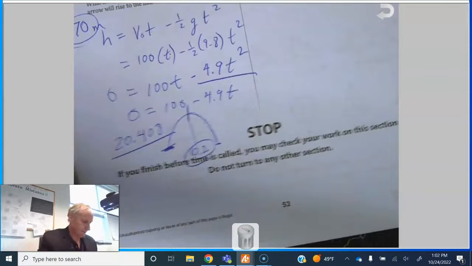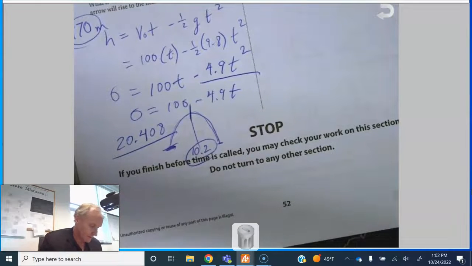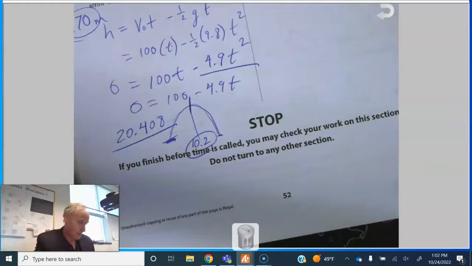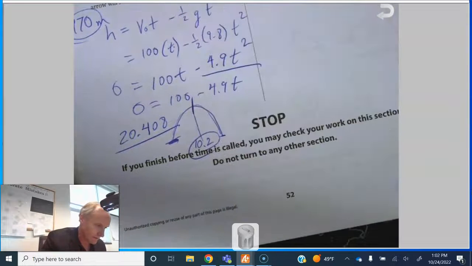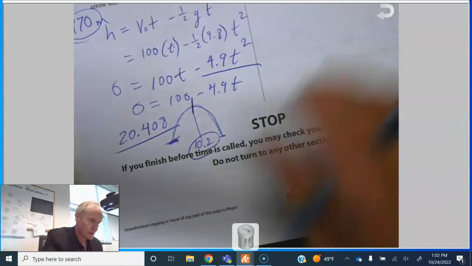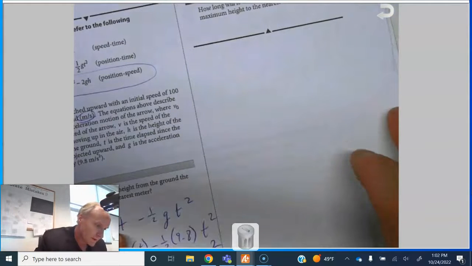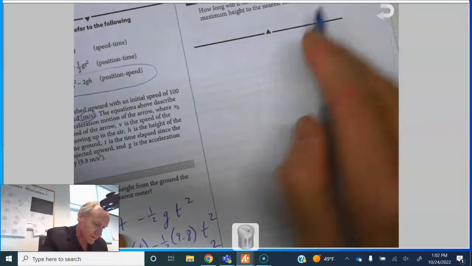All right, so let's double check, make sure. Might be off a bit. It'd be really nice to have a graphing calculator for this, because then I could just put it in and find the maximum height. You definitely want to have a graphing calculator for this one. To reach its maximum height to the nearest tenth of a second, that one is the 10.2.